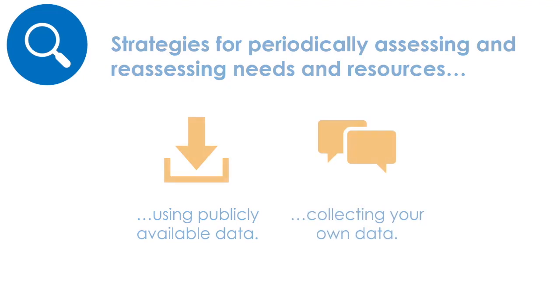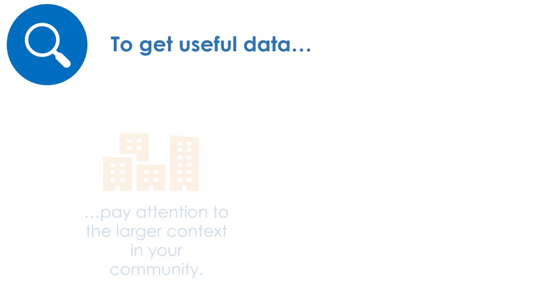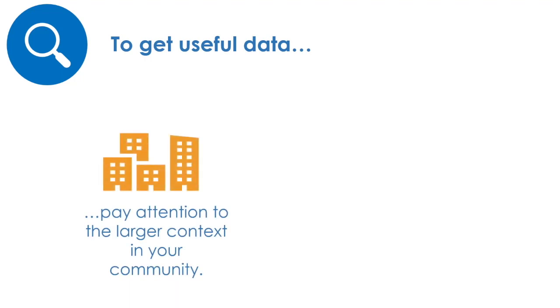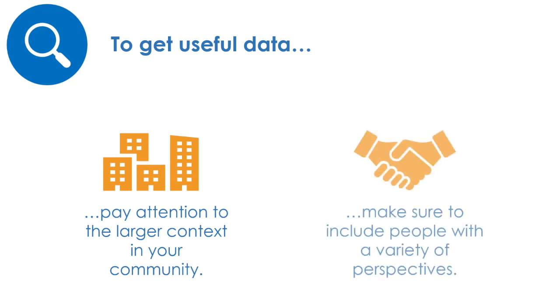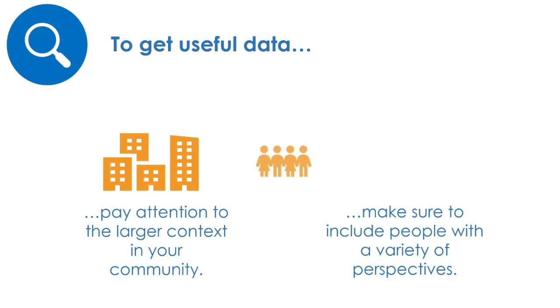To get useful data, pay attention to the larger context in your community. The social and political climate can affect how well interventions might work. Make sure to include people with a variety of perspectives, especially from groups that are often left out of decision-making in your community. In particular, consider including groups that you'd want to engage directly or indirectly in your program. For example, a tutoring program may engage students who might participate in the program, as well as their parents and teachers.